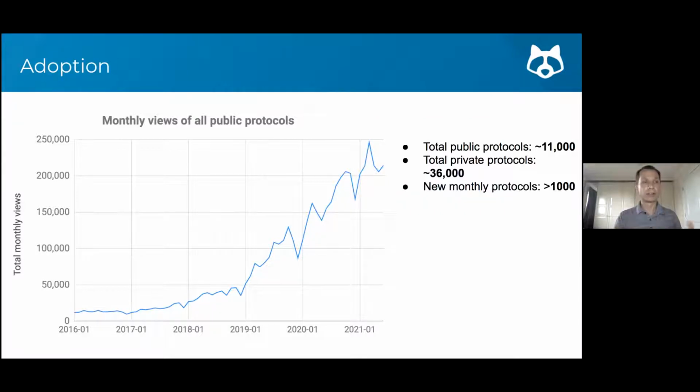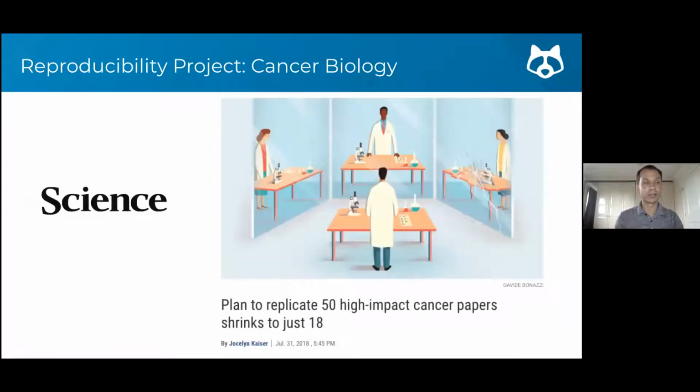And on the private side, there are just over 36,000 private protocols. And as you'll see, we're going to switch over to the demo soon. As you'll see, everything starts out privately. You decide who to share it with, when to share, what permissions to give to them. And then if you're in academia, if and when appropriate, you might make a protocol public to get credit for it and share with others.